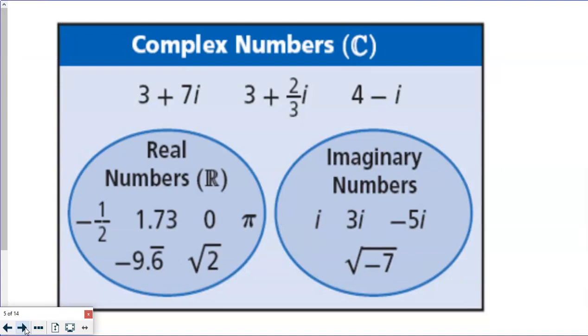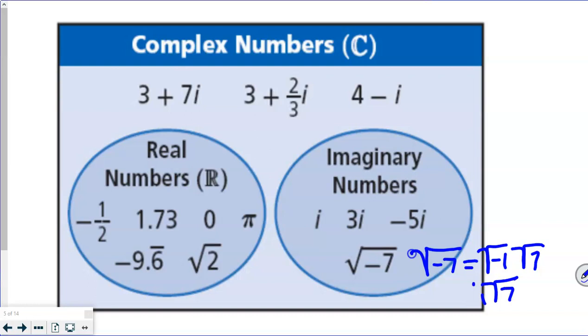Real numbers are like negative 1/2, 1.730, pi, negative 9.6 repeating, and the square root of 2. Those are all real numbers, right? Imaginary numbers simply mean they have i attached to them. Or in the case of the square root of negative 7, isn't this the square root of negative 1 times the square root of 7? So this is really the square root of 7 times i, right?